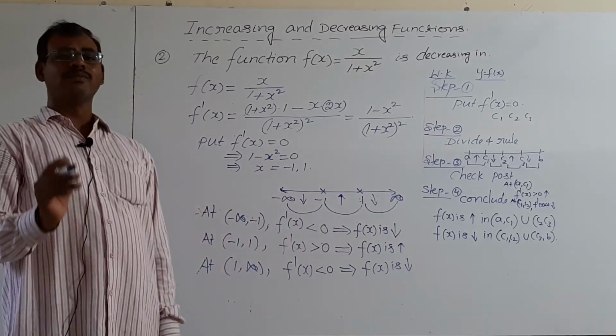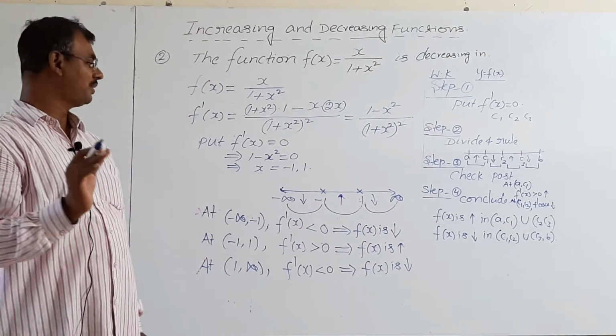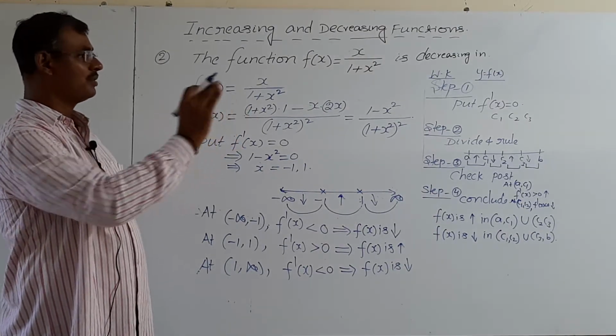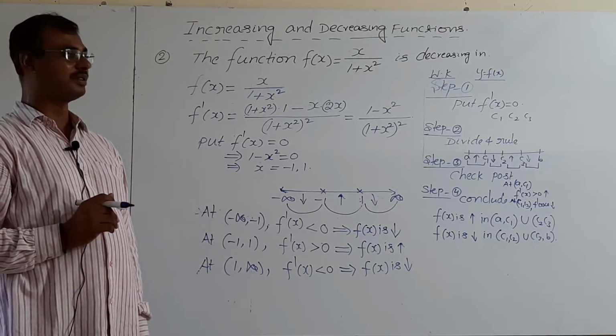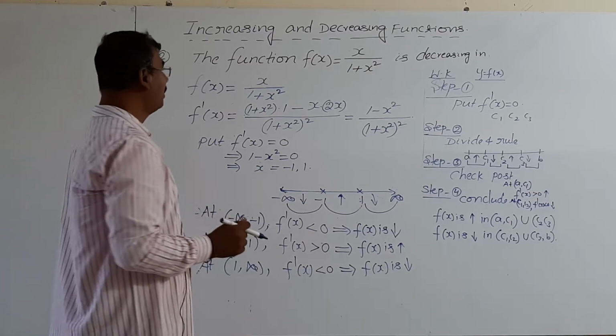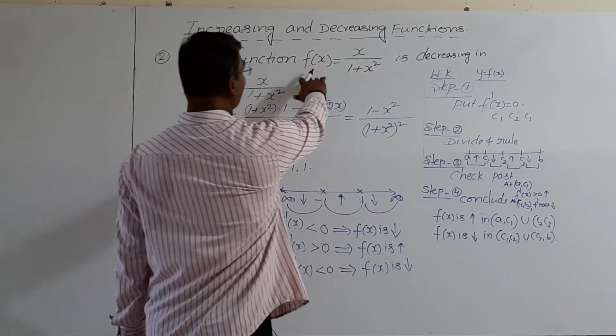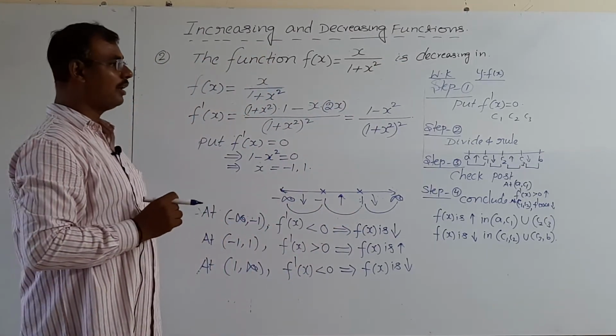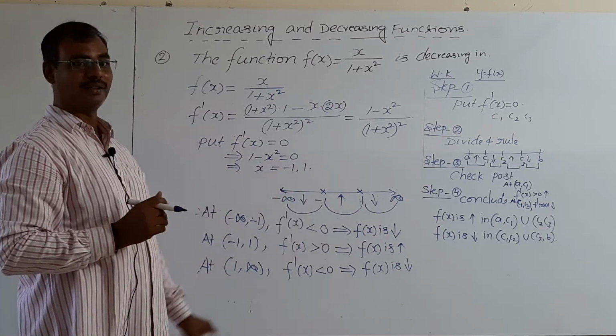Observing maximum 99.9% here, the intervals are positive, negative, alternating. Remember all of you. So now the question is, in which interval is the function decreasing? At what interval is the function decreasing?